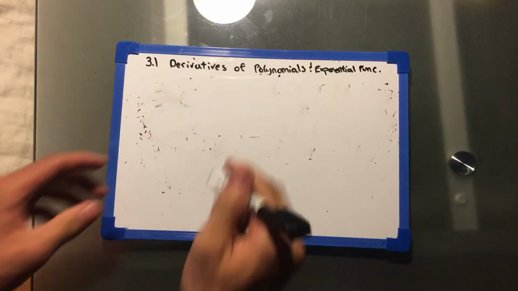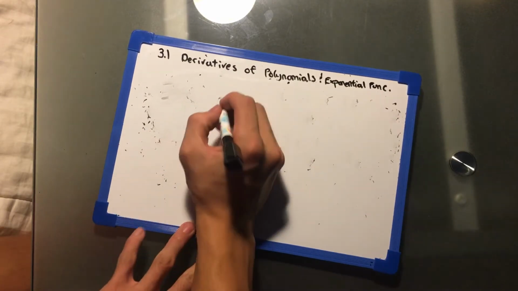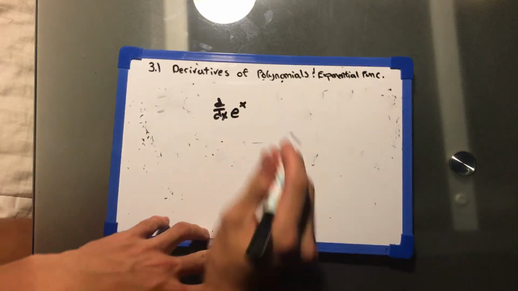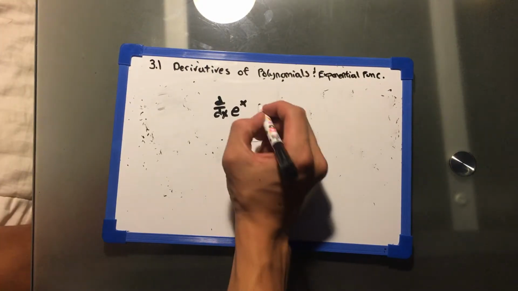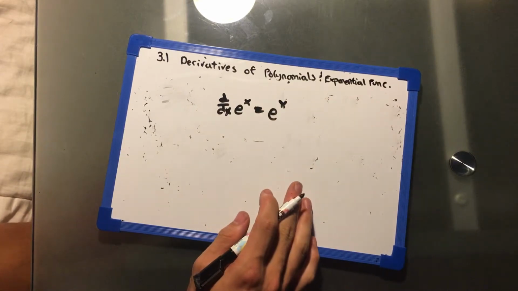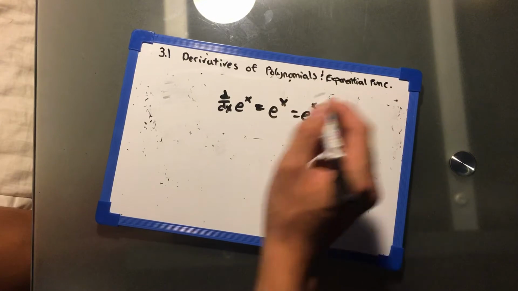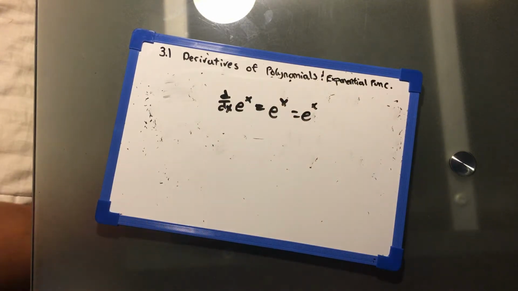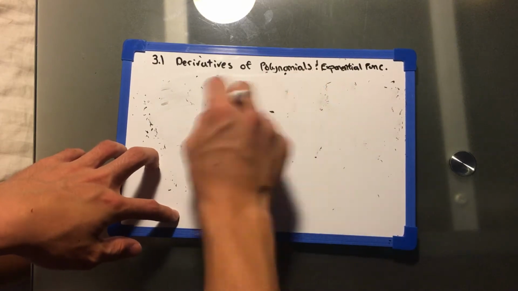Another rule is e to the x. How do you find the derivative of this? The derivative of e to the x is the same thing, e to the x. It's always going to be e to the x. Alright, that's the last rule I'm going to say.